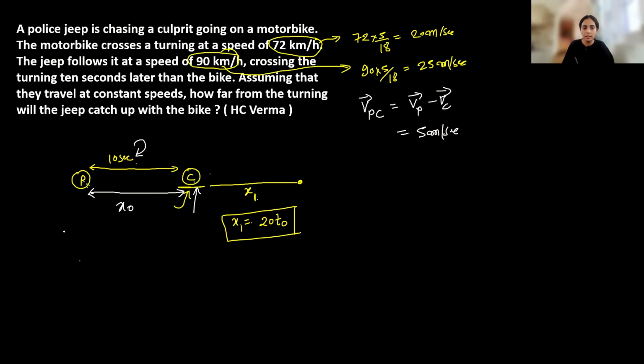Let us call it x naught. So x naught will be equal to the speed of police, that is 25, into this 10 seconds. So that is your 250. Okay, so this is 250.